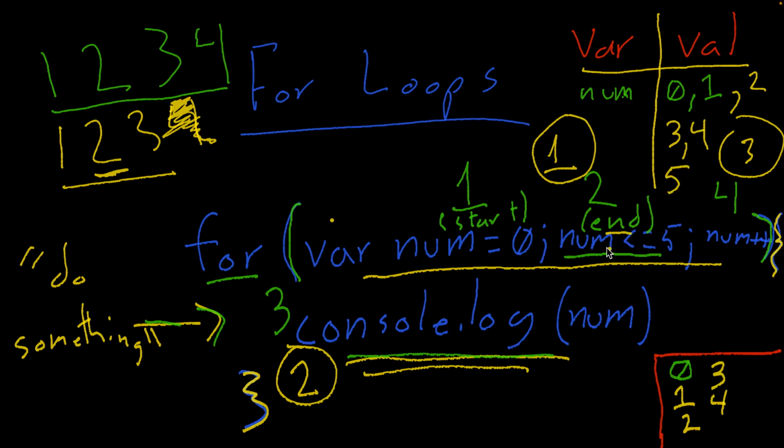And then we look here, is num less than 5? No. Is num equal to 5? Yes. Num is equal to 5, so then we enter again. We console log num here, 5. And then we increase num again. Num is now 6.